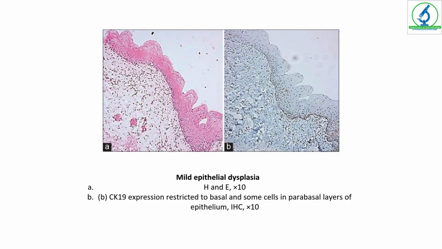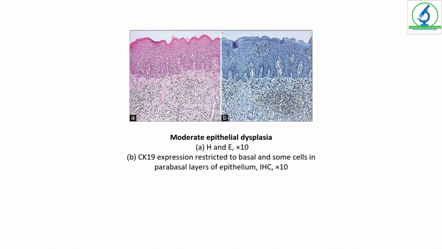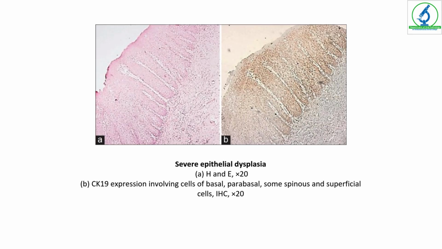Mild epithelial dysplasia, H&E, 10x. B. CK19 expression restricted to basal and some cells in parabasal layers of epithelium, IHC, 10x. Moderate epithelial dysplasia. A. H&E, 10x. B. CK19 expression restricted to basal and some cells in parabasal layers of epithelium, IHC, 10x. Severe epithelial dysplasia. A. H&E, 20x. B. CK19 expression involving cells of basal, parabasal, some spinous and superficial cells, IHC, 20x.